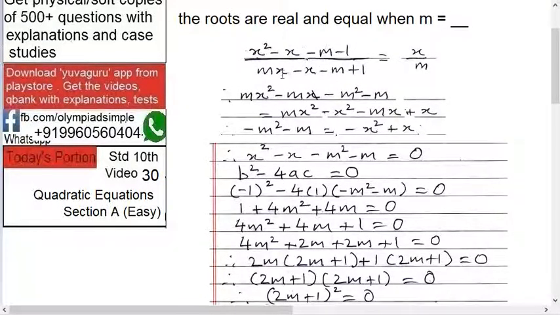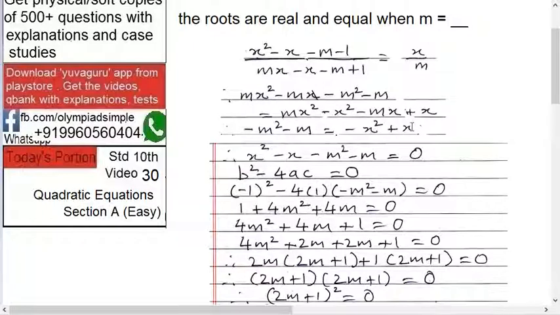Cross multiply this. So it becomes mx square minus mx minus m square minus m, right? This m goes on this side and this denominator goes on the x side, equals to mx square minus x square minus mx plus x. Now bring all mx and solve everything. What remains? m square minus m square minus m equals to minus x square plus x.